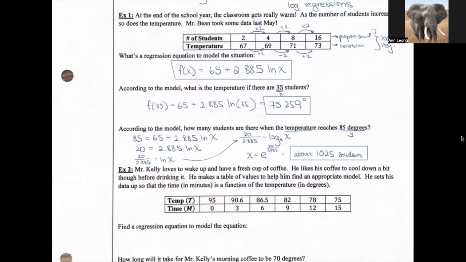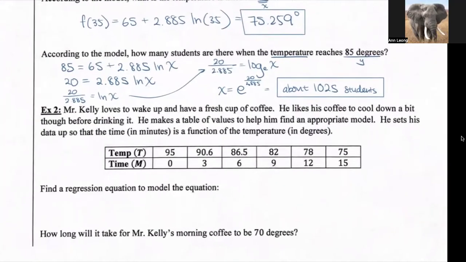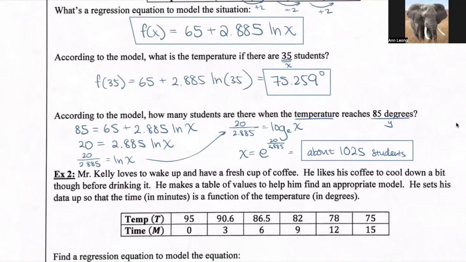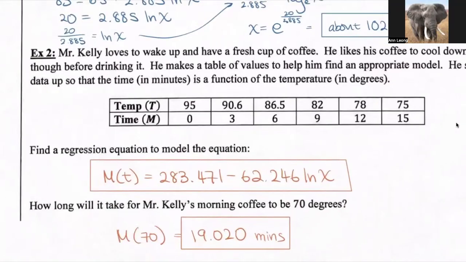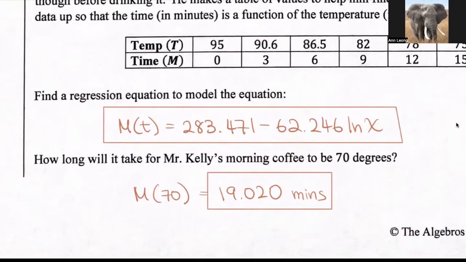Awesome. So go ahead and try example 2. Pause the video, and once you're done, unpause it, and you can check your answers. All right, here is the answer for example 2. This was the model that I got using my calculator, and by plugging 70 into that, I got 19.020 minutes. Again, double check, make sure you have those units.